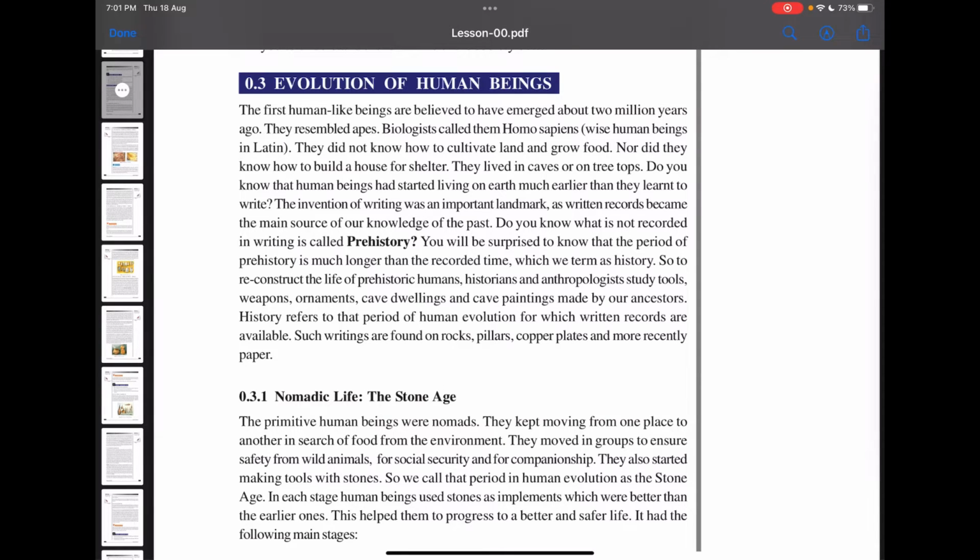History refers to that period of human evolution for which written records are available. Such writings are found on rock, pillars, copper plates, and more recently paper.